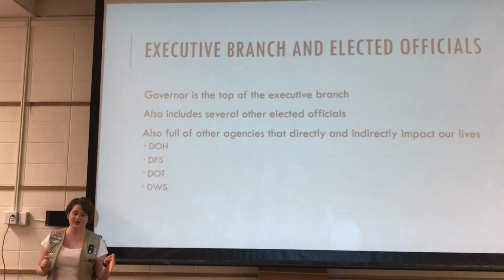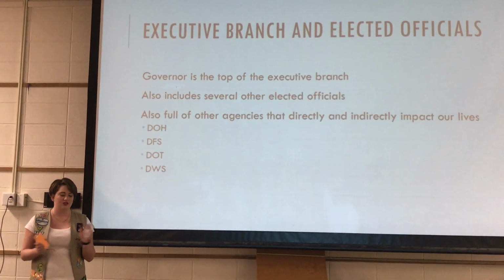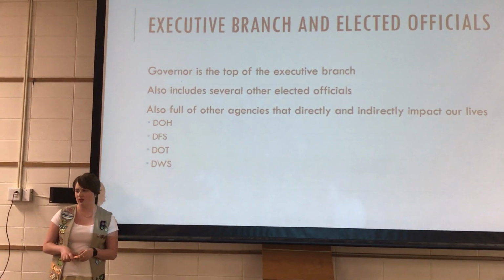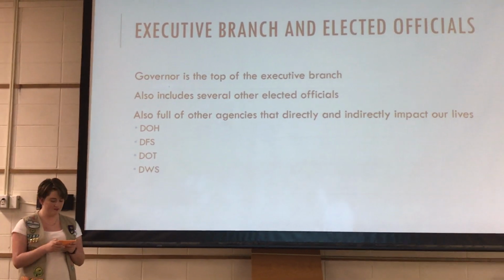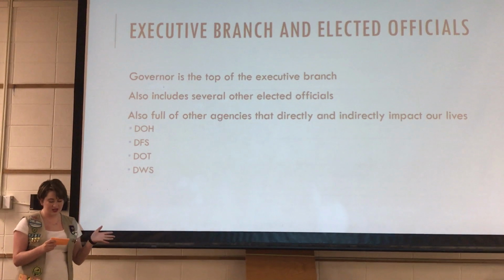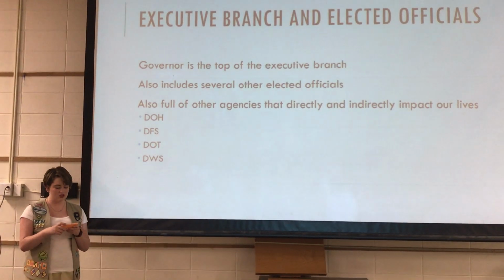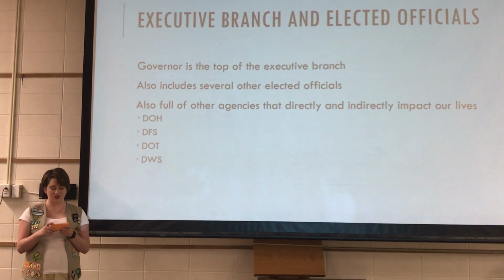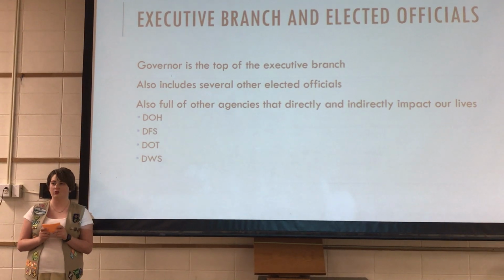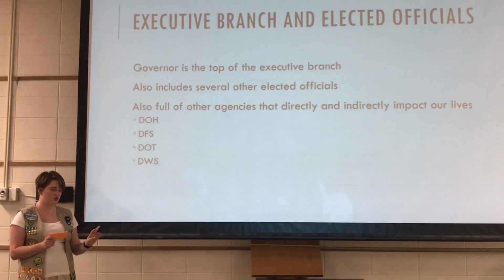The last branch in Wyoming's government is the executive branch. The executive branch enforces the laws passed by the legislature. The governor is the head of the executive branch, and the governor is elected by the people for a 4-year term. The governor is limited to 2 terms by the Wyoming Constitution.